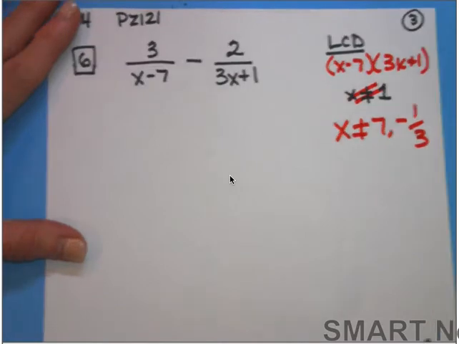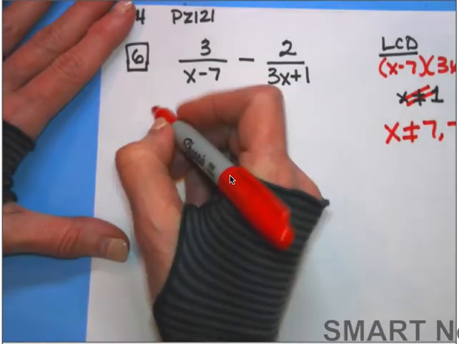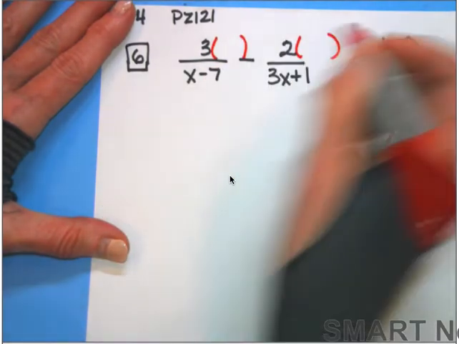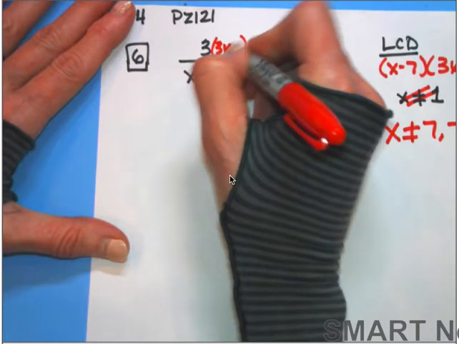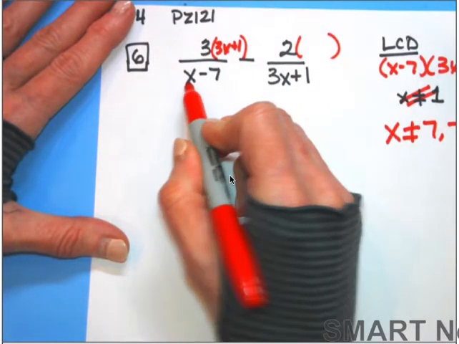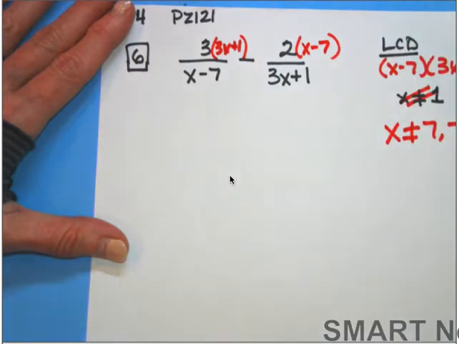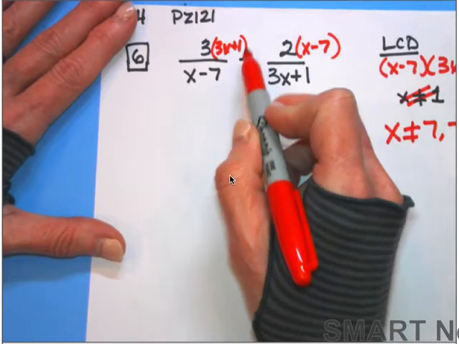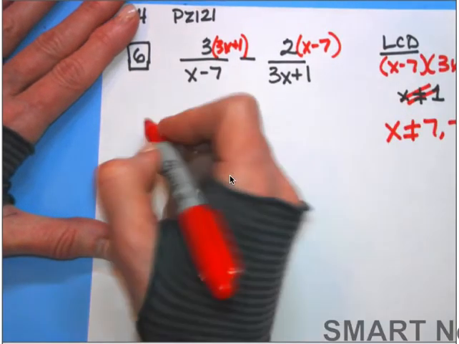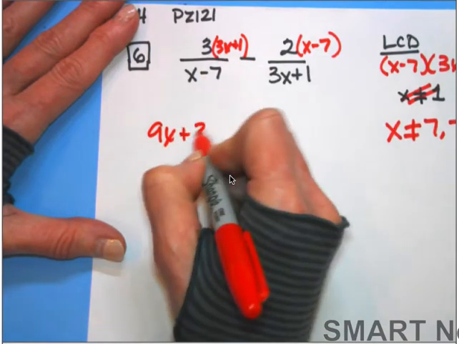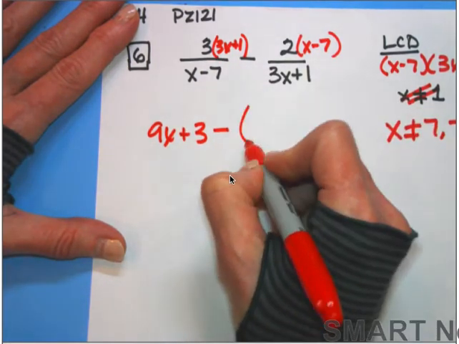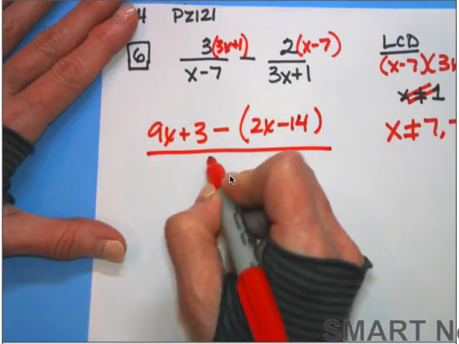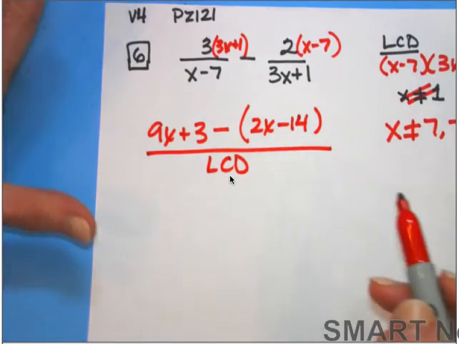Now getting back to my problem, I'm going to have to introduce the missing factors. I'm going to copy this as one big fraction, but I'll do it up here so that you can see what's happening. The first ratio needs to pick up the factor of 3x plus 1, and the second ratio needs to pick up the factor of x minus 7. Notice that the second ratio is being subtracted from the first, so you have to be careful with your signs. In my next step, I'll apply the distributing, and I'm going to subtract, and I'll put this in parentheses, 2x minus 14. I'll just write the letters LCD to represent my common denominator.